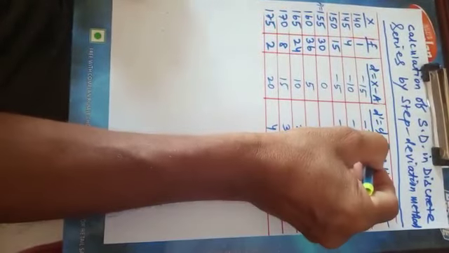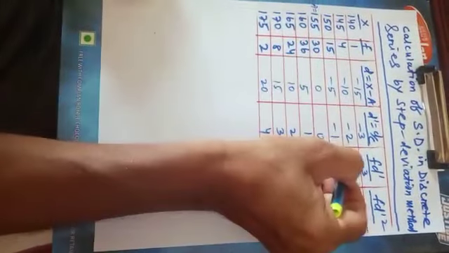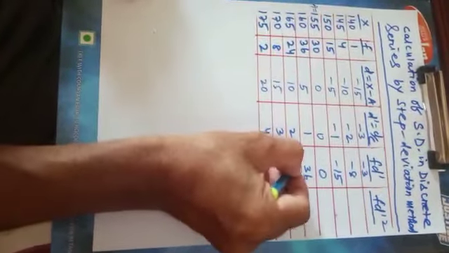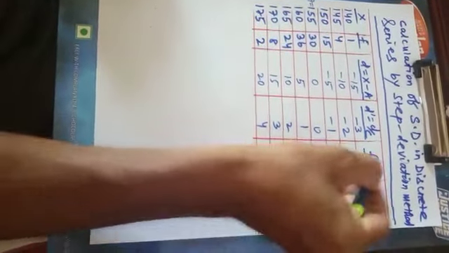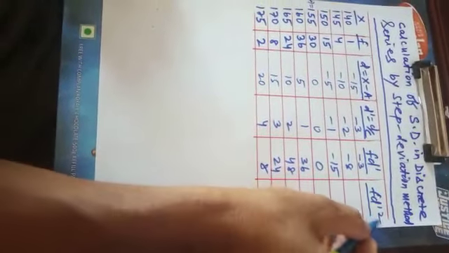Now next step will be fd dash. Frequencies are here, d dash is here, that will be multiplied, means 1 into minus 3, it will be minus 3. Then 4 into minus 2, it will be minus 8. Then 15 into minus 1, it will be minus 15. Then 30 into 0, 0, 36 into 1, 36, 24 into 2, 48, 8 into 3, 24, then 2 into 4, it becomes 8. So that is fd dash.